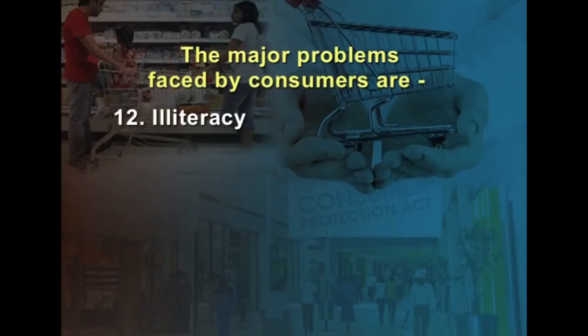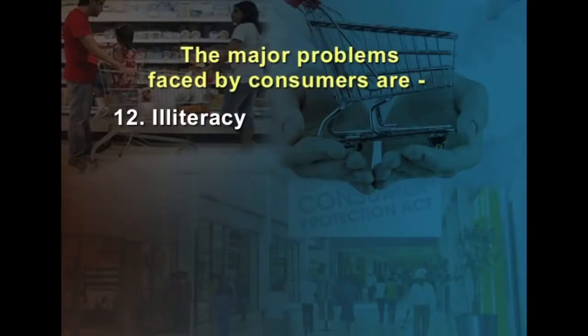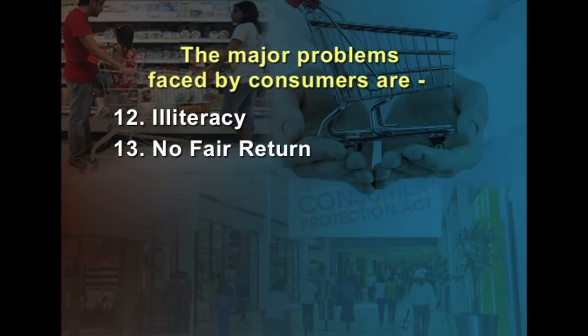The next problem that a consumer faces is illiteracy. Most of the consumers in urban and remote areas are illiterate and they are not able to understand the policies of the organization or the government. Even they do not understand uses or misuses of products. The next one is no fair return. The customers, though they pay a high price for the goods, do not get satisfaction from the goods they have purchased.